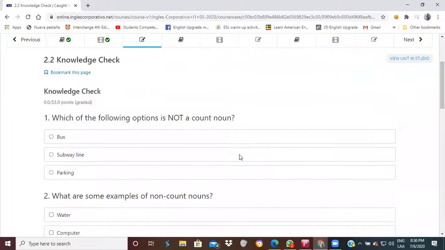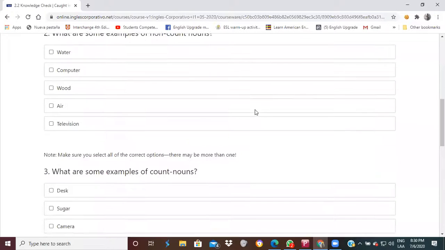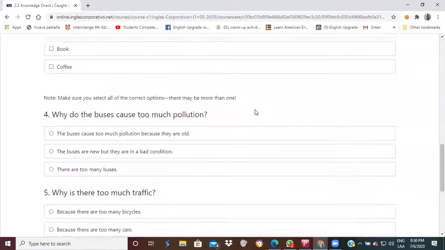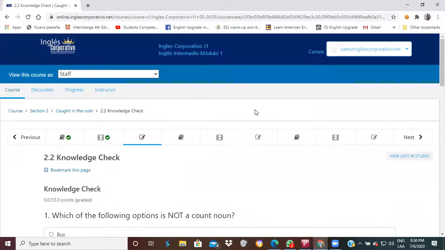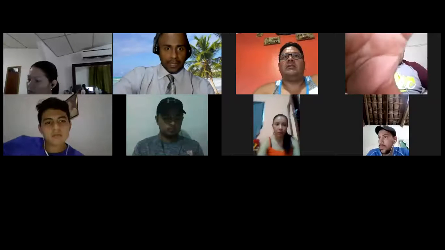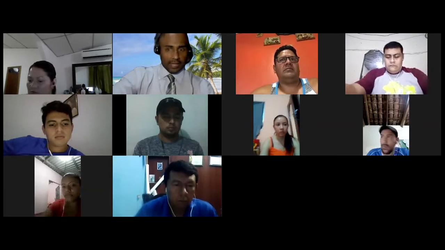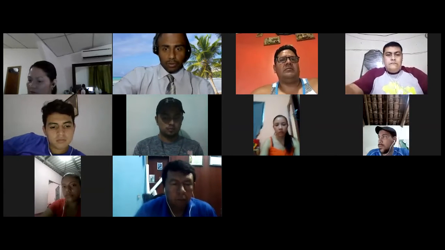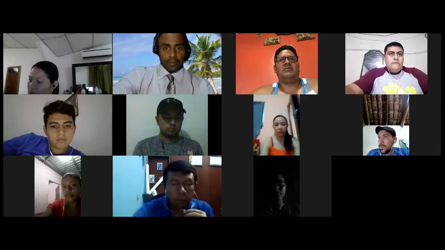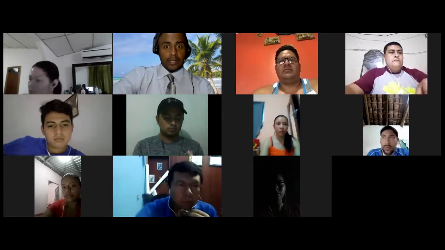Knowledge check. Which of the following options is not a countable, non-countable noun? In this activity, you're going to identify if the vocabulary is countable or non-countable. Knowledge check 2.2. You will have 3 minutes, and I want you to do the activity in pairs. Tiene 3 minutos y lo van a hacer en parejas. Ready, let's go.